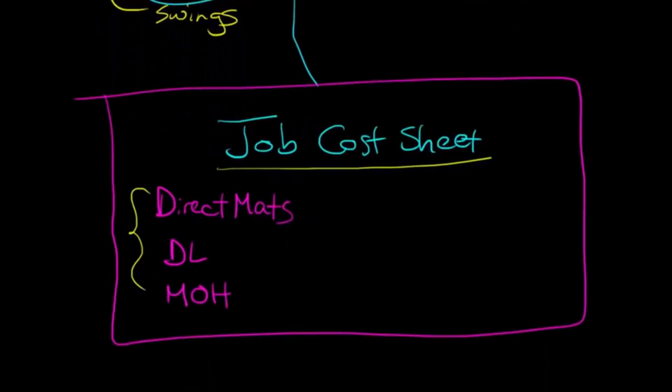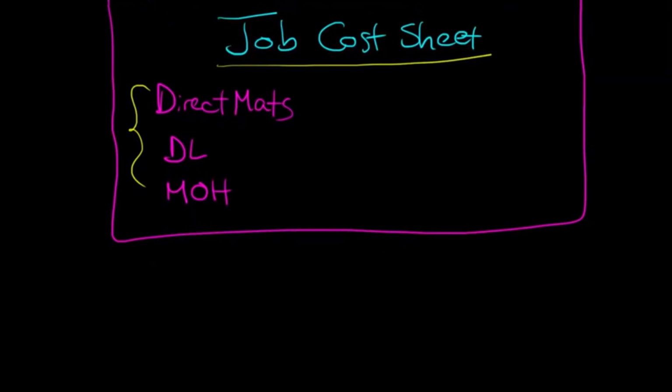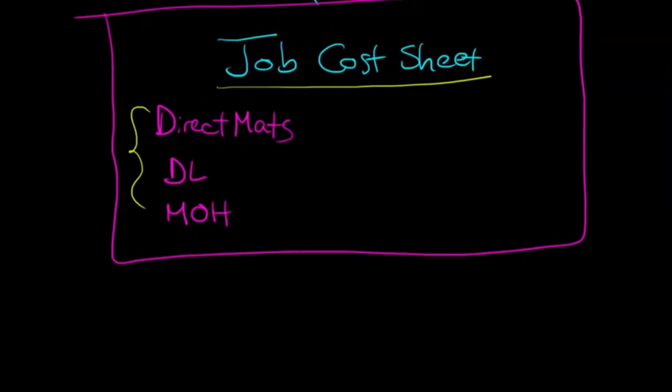So let's actually put some numbers to this, and let's call this job A237. So this is a job cost sheet for job A237, right? There would be a job A238, might be a set of swings, but here's A237, and we're going to cost this out. So let's say the raw materials for this job are $1,000.